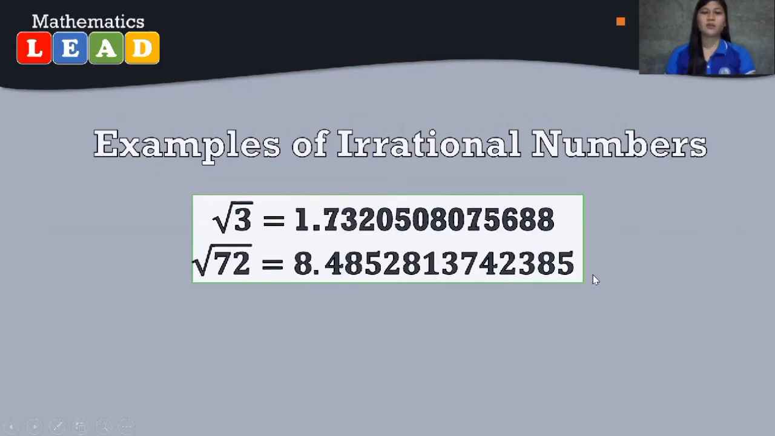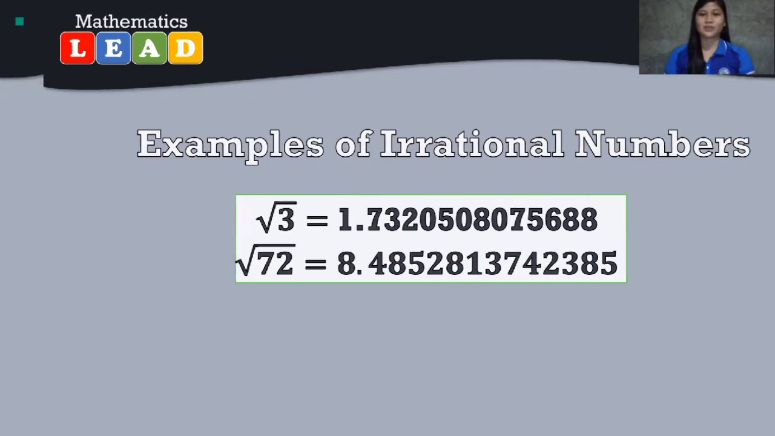Next are examples of irrational numbers: the square root of 3, which is equal to 1.732050807568, and the square root of 72, equal to 8.485281344238. These are examples of irrational numbers since they are non-terminating numbers.